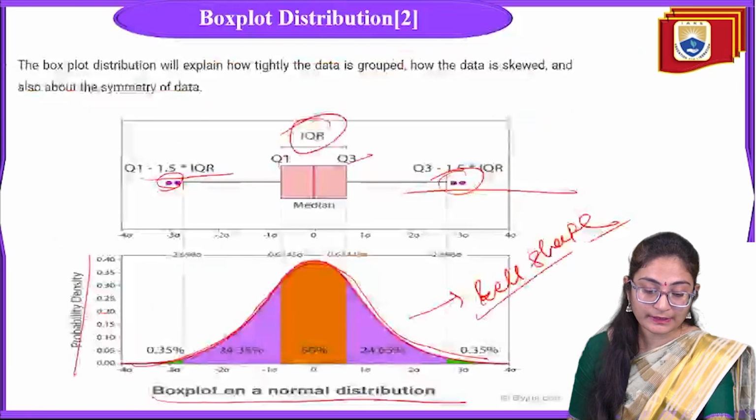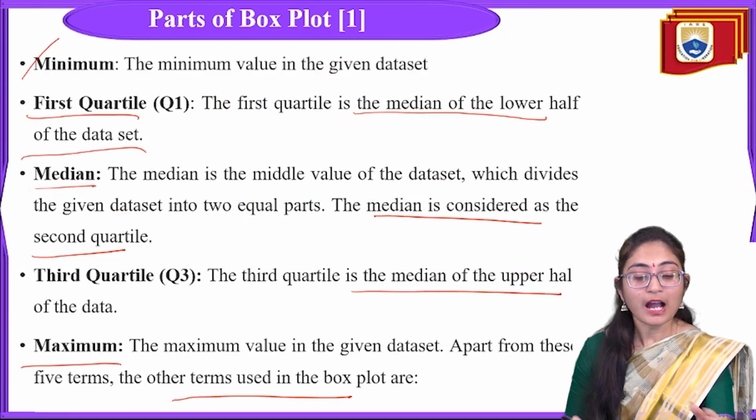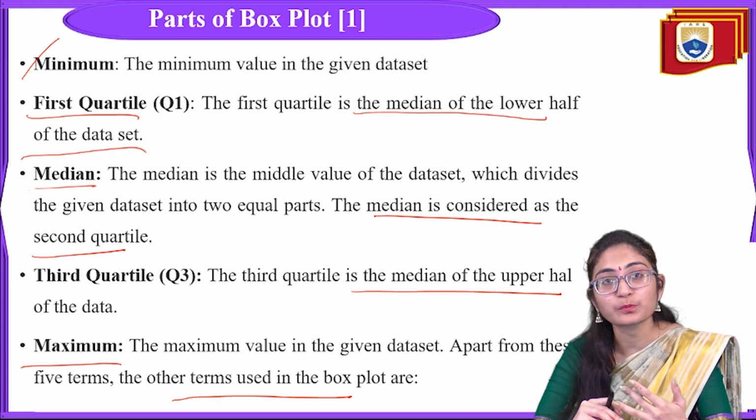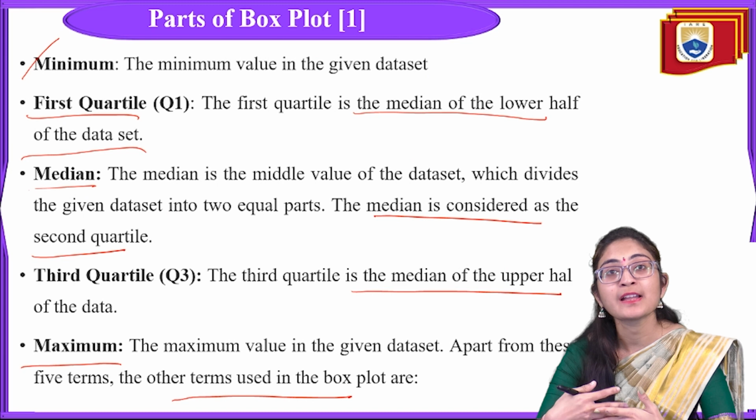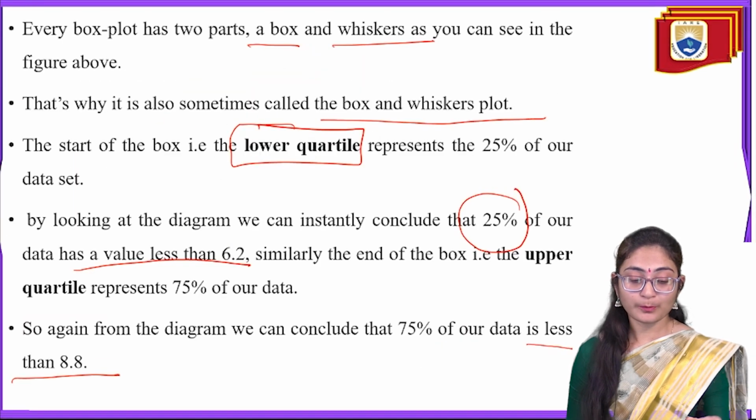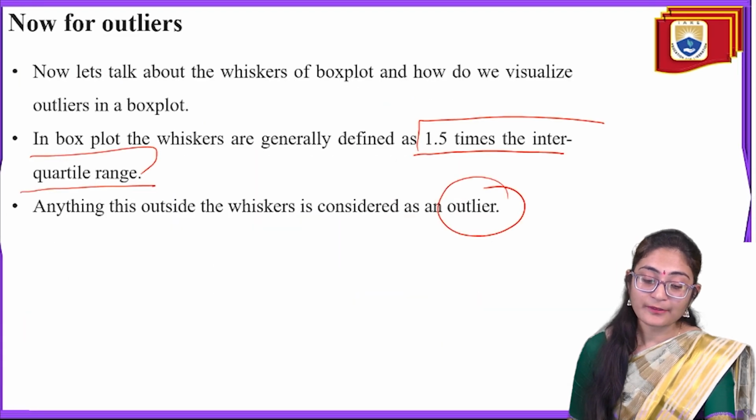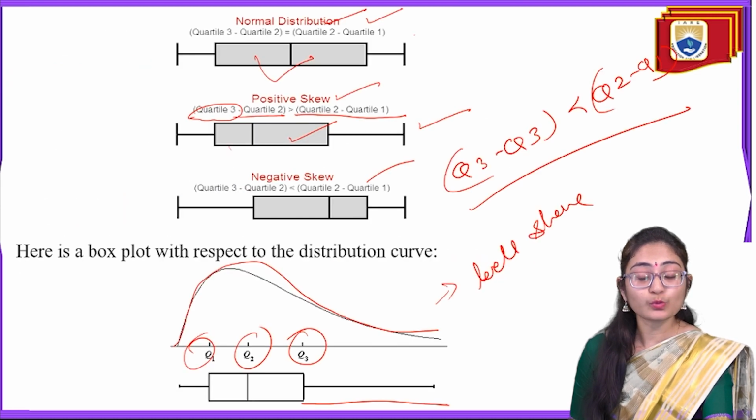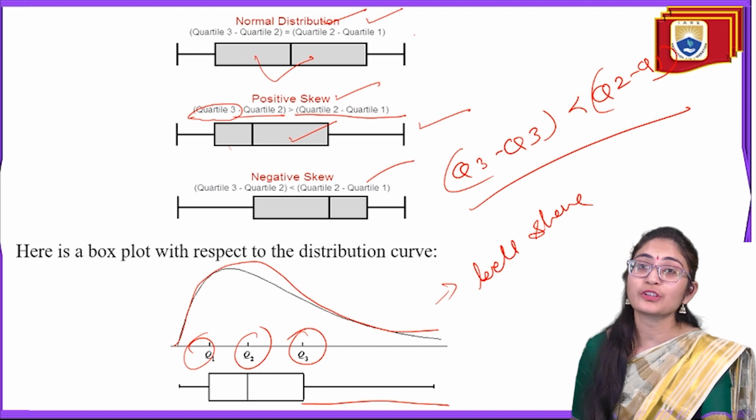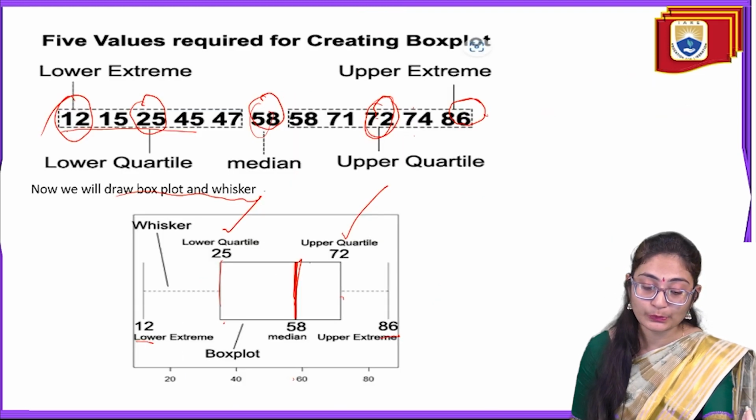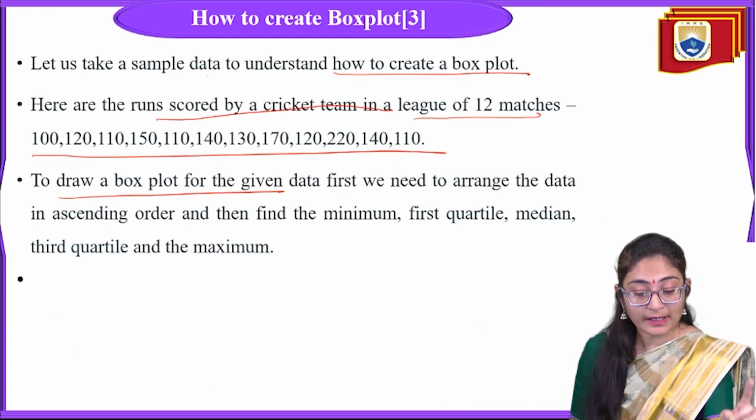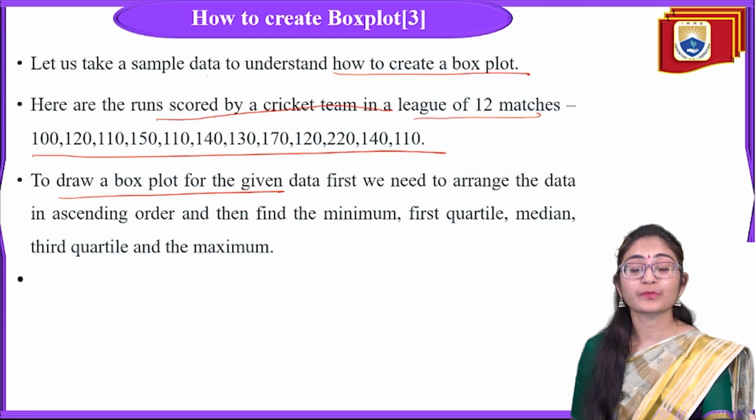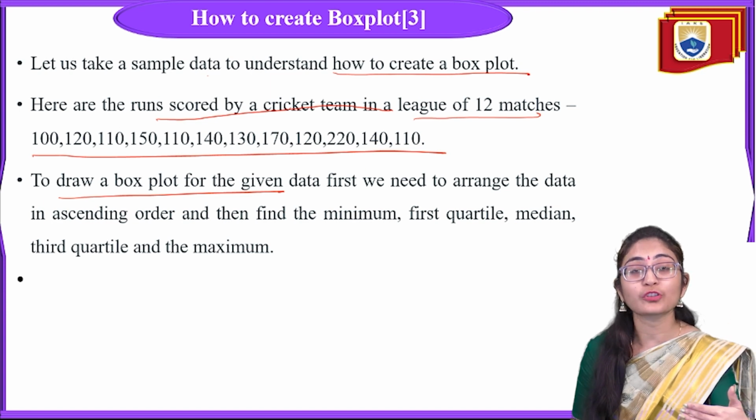In the box plot we have seen the different components of the box plot, that means the minimum, first quartile, median, third quartile and maximum. Then we have seen one of the examples. After that, how to identify the skewness. In skewness there are again three types: normal distribution, positive skewness and negative skewness. Then how box plot distribution. After that, again we have seen one example of how to create the box plot.